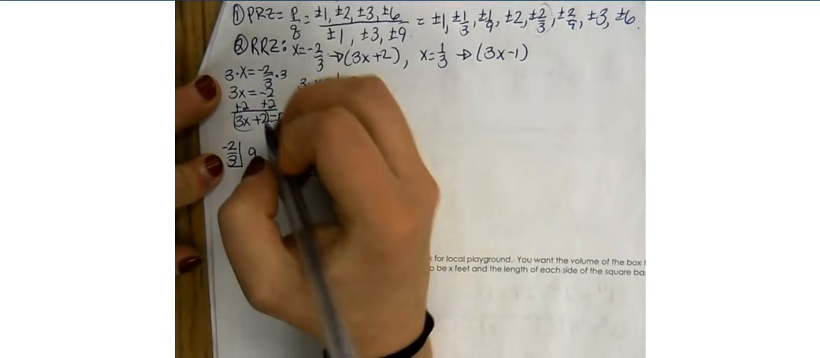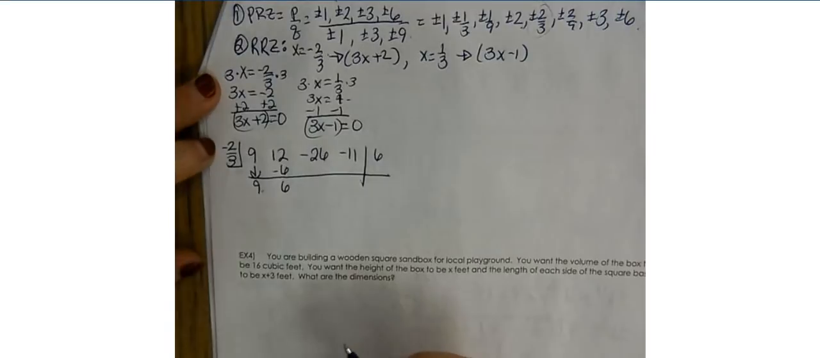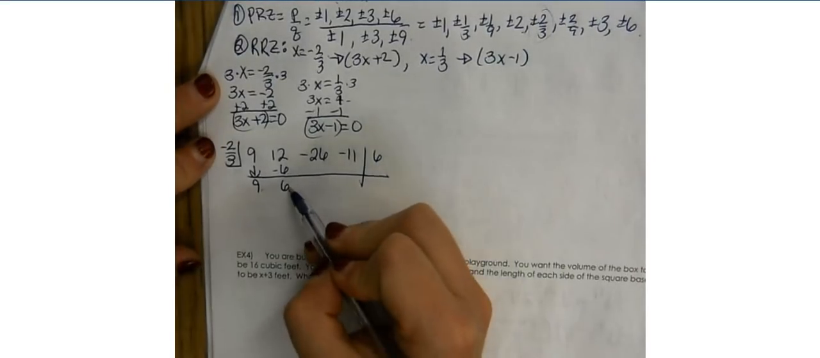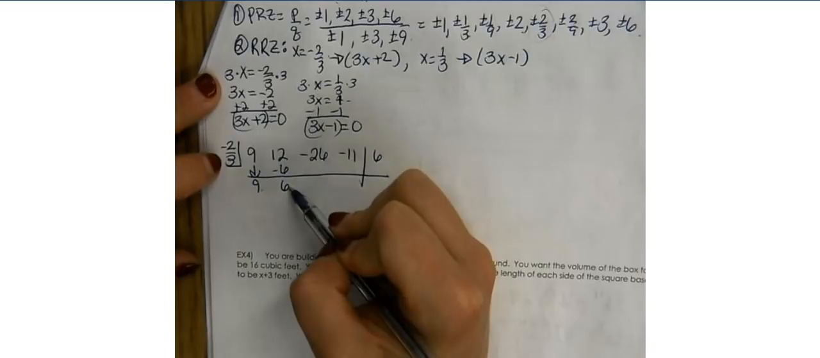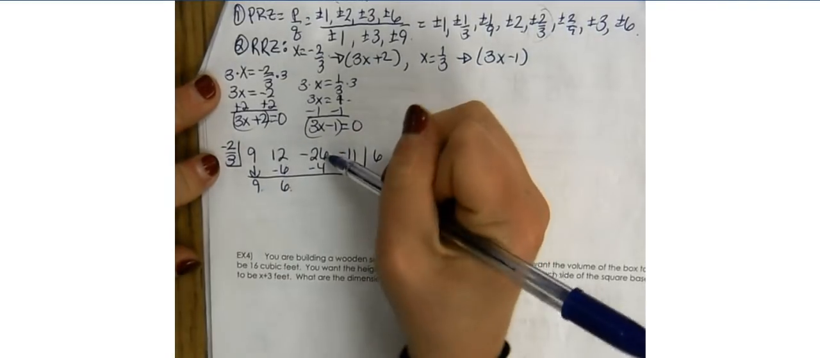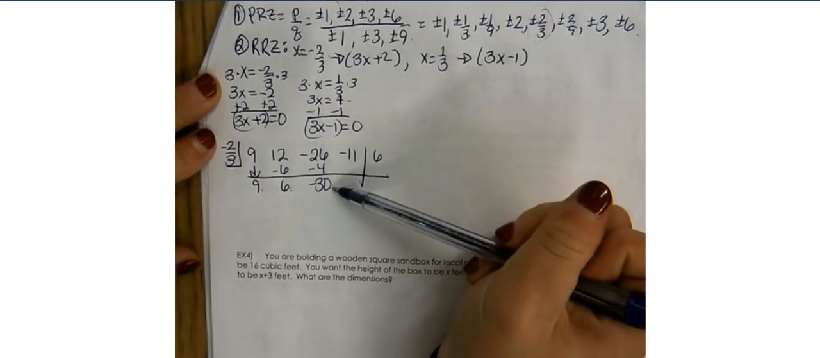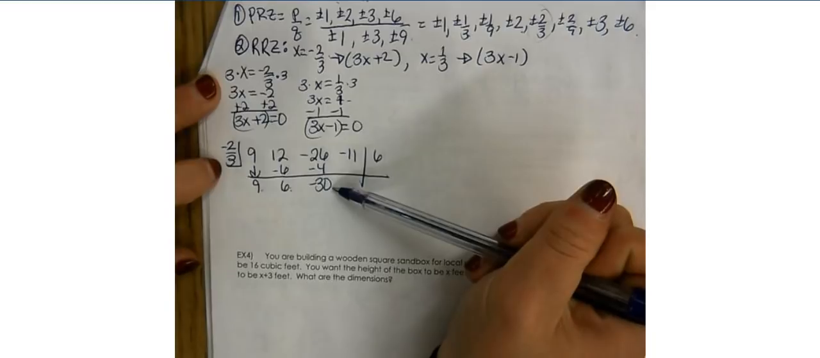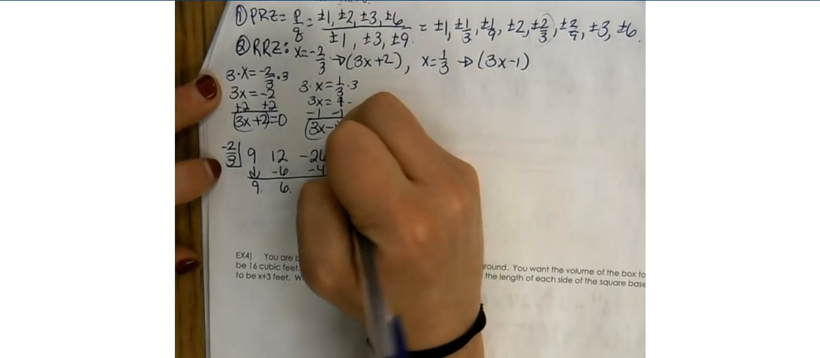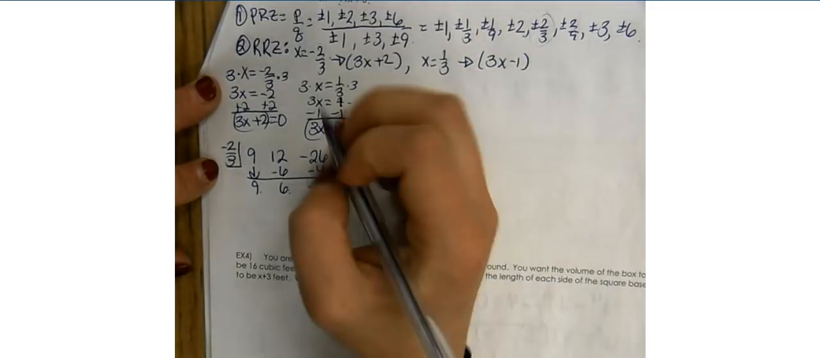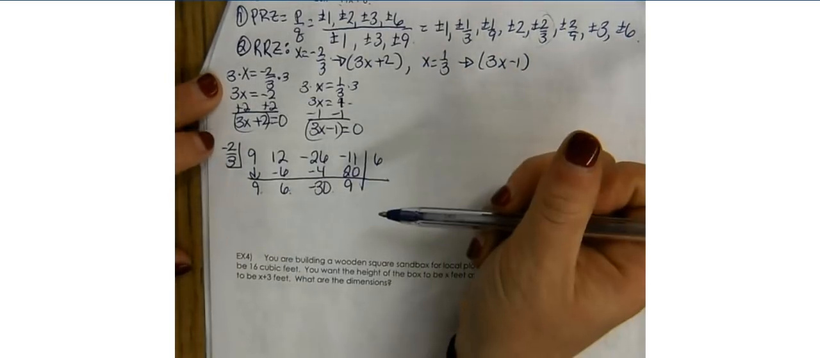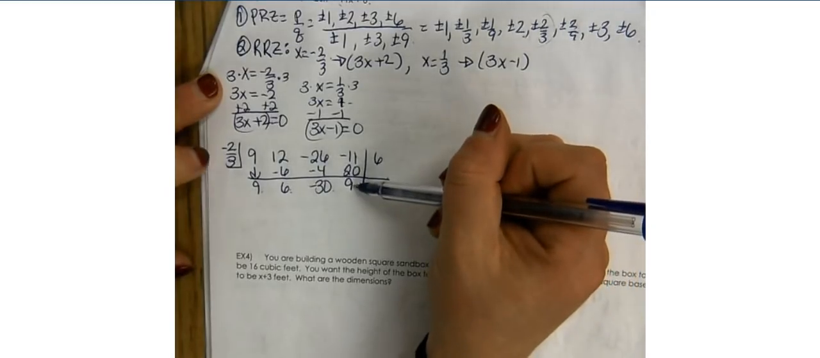12 minus 6 is 6. Negative 2/3 times 6, that's negative 2 times 6, which is negative 12. Negative 12 divided by 3 is negative 4. Negative 26 minus 4 is negative 30. Negative 2 times negative 30 is 60, and 60 divided by 3 is 20. Negative 11 plus 20 is equal to 9. Negative 2 times 9 is negative 18. Negative 18 divided by 3 is negative 6, and 6 minus 6 is 0.